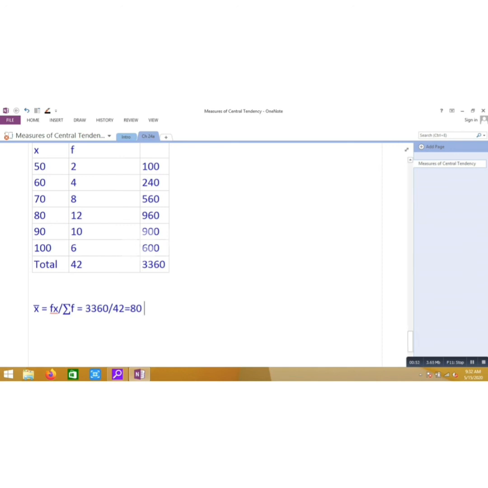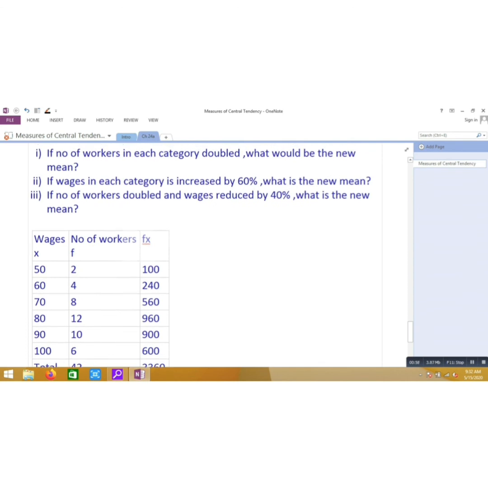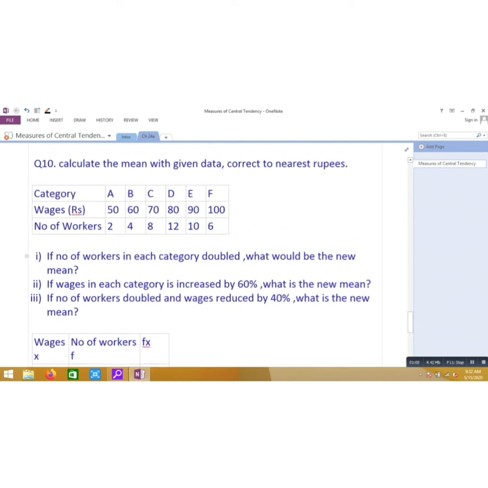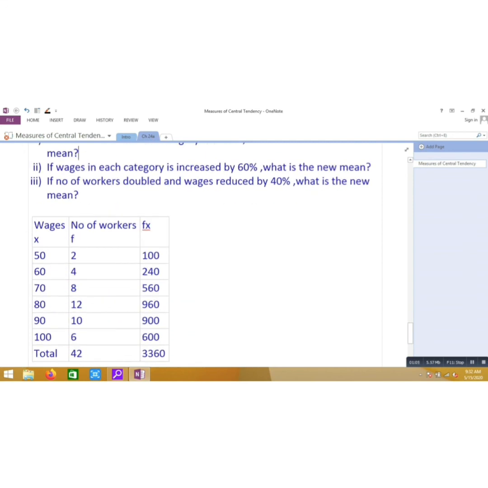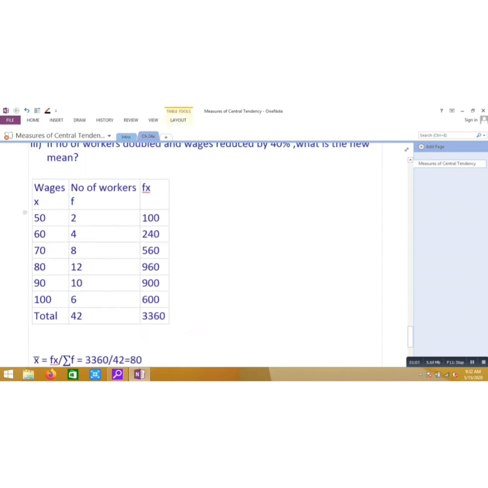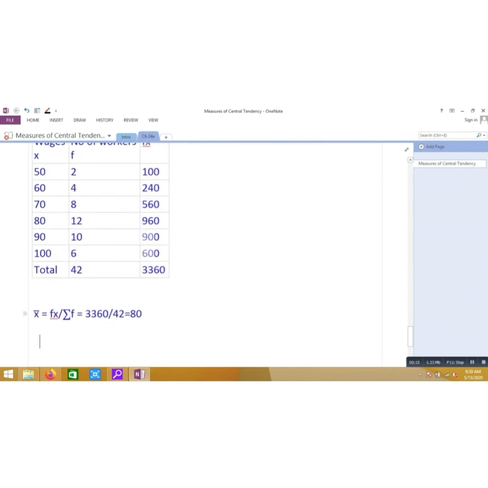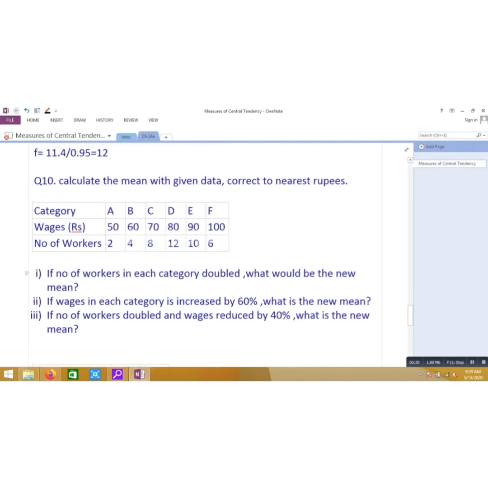So now the first part of the question is, if the number of workers in each category is doubled, what would be the new mean? So here, if the workers are doubled, both the columns will become double the value, 6720 by 42 into 2 is 84. The mean remains the same. So no change in mean by doubling the workers in each category.